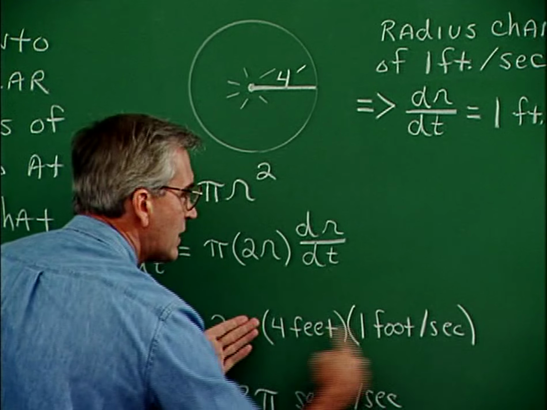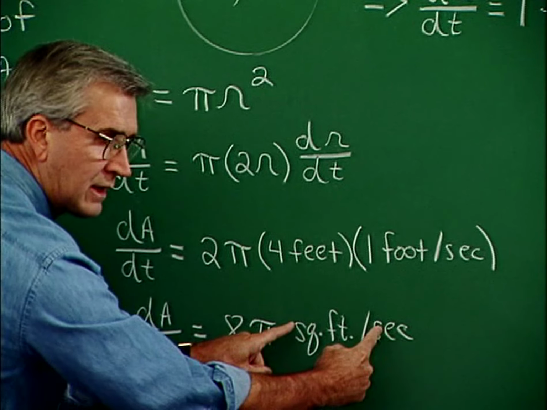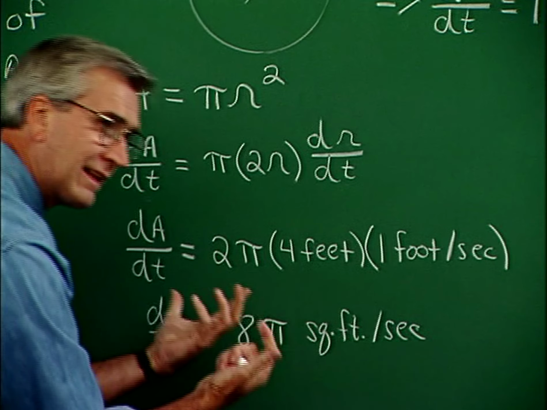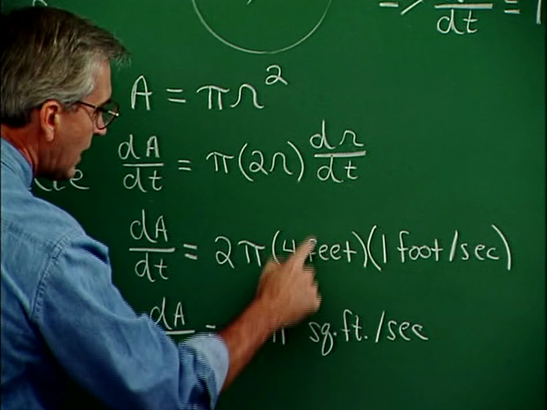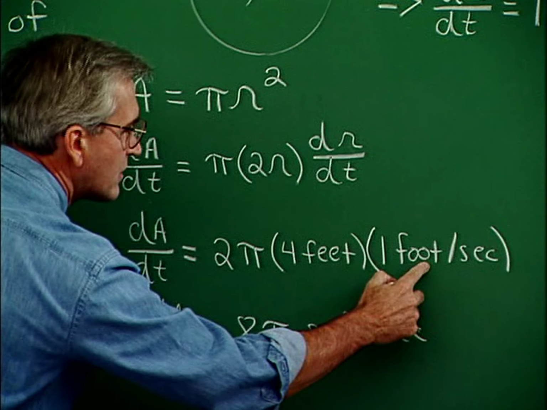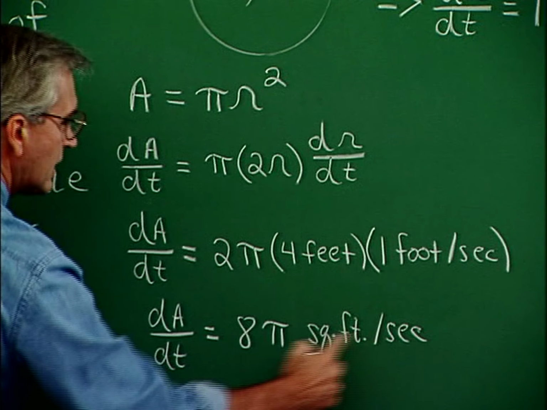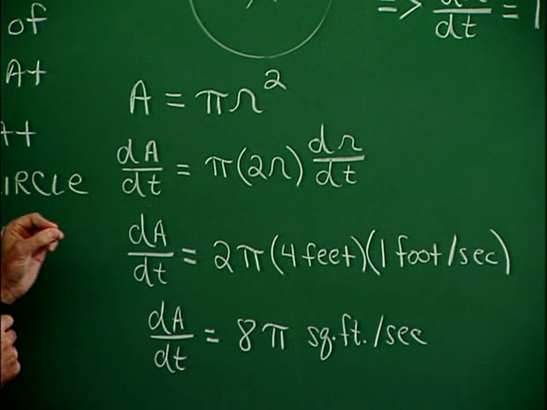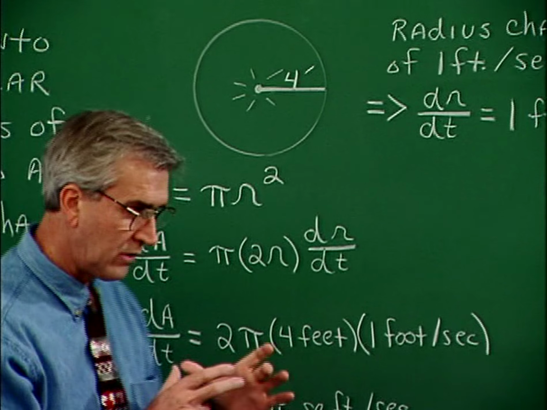Now, I'm putting the units in here so that we'll be able to look at the unit in our answer. A lot of times, if it's at all confusing, all you have to do is put the units into the problem, and the unit at the end drops out very nicely. So here we have a radius of 4 feet, we have 1 foot per second, and then feet times feet, feet squared, square feet. So square feet per second is the unit. So it's 8 pi square feet per second is the rate of change of the area of the circle at that moment in time when the radius gets to be 4 feet.